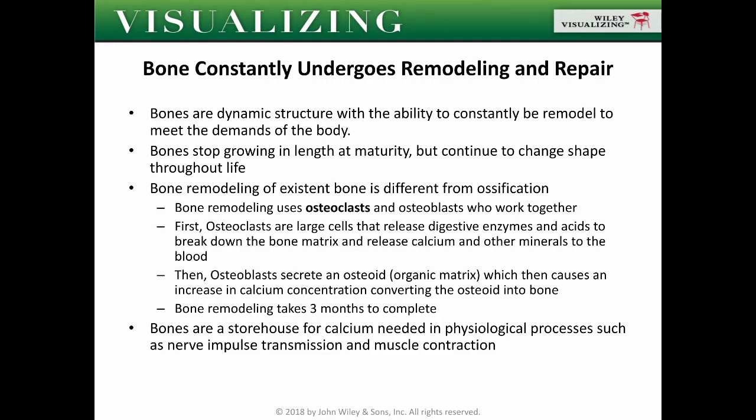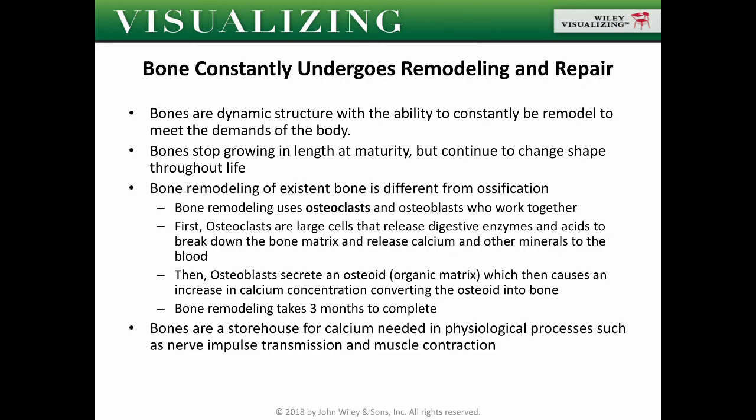So bones constantly undergo remodeling and repair. So we have the osteoblast that builds up the bone, and then we also have the osteoclast. So this is for the bone remodeling. The osteoclasts are the large cells that release digestive enzymes and acids that break down the bone matrix and release calcium and other minerals into the blood. So again, it comes down to homeostasis.